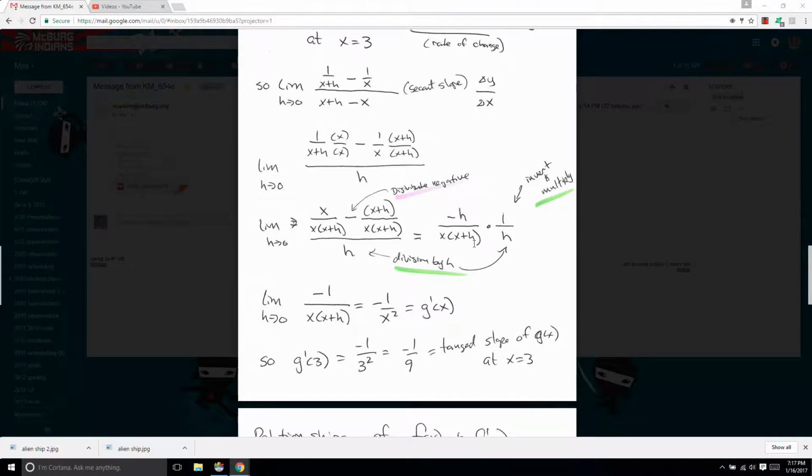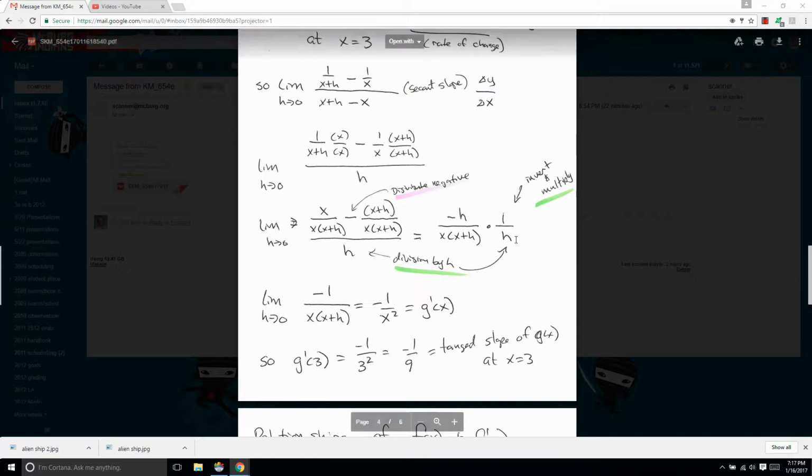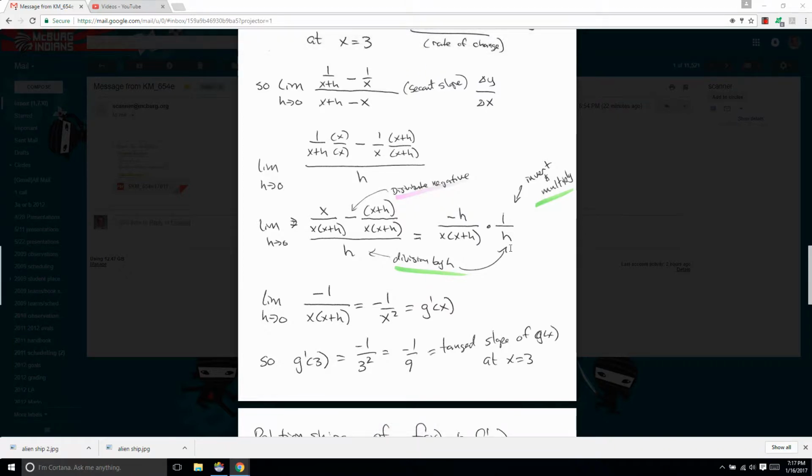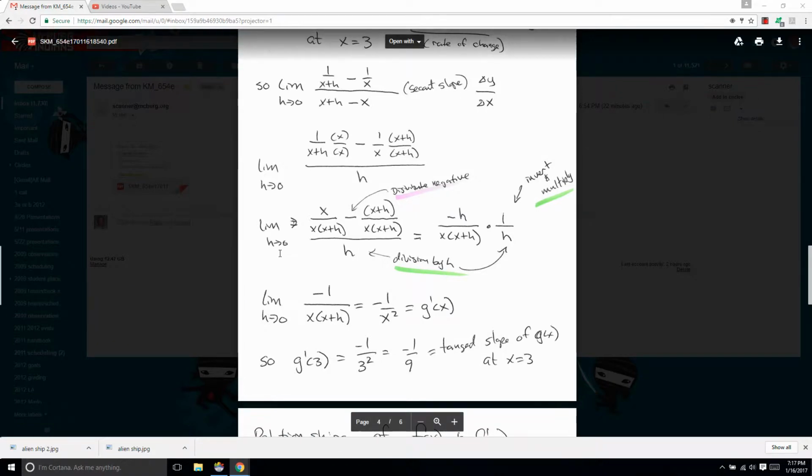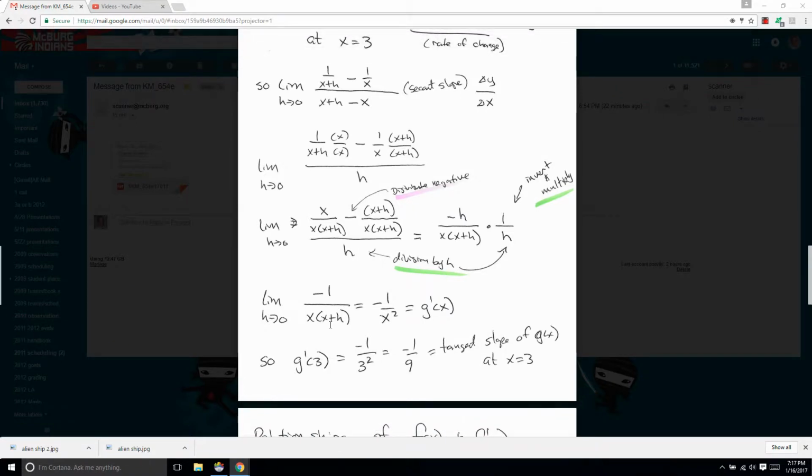And then what did I do over here? Well, this whole chunk up here was division by h. So that's the same thing as multiplying by its reciprocal. So instead of dividing by h, I multiplied by 1 over h. You'll see here now that the h's cancel, so that gets rid of my problem where h approaches 0. So I'm left with the function of negative 1 over x times x plus h. As I let h go to 0, this is basically negative 1 over x times x, which is negative 1 over x squared, which is the function g prime of x.